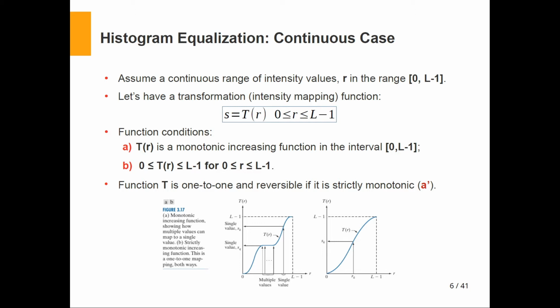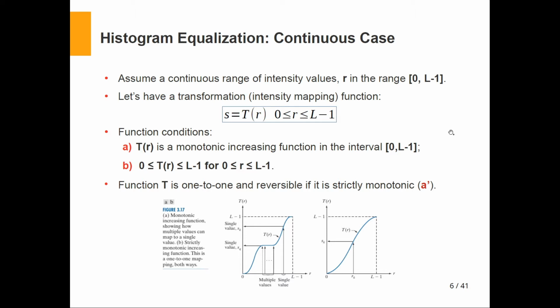We represent it with R, and the range is anywhere from 0 to L minus 1. And let's just have a transformation or intensity mapping function defined in this form: S equals T of R, with R being the input intensity range and S being the output intensity range. So we define some conditions on function T.